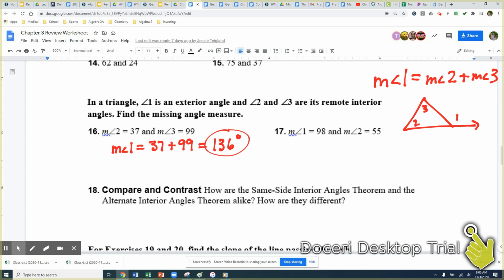Number 17, we've got the measure of angle 1 is 98. So outside of my triangle, that exterior angle is going to be 98 over here. Then inside, I know the measure of angle 2 is 55. Then we want to find out the measure of angle 3 up here. Well, I still have the same theorem. 3 and 2 are going to add up to 98.